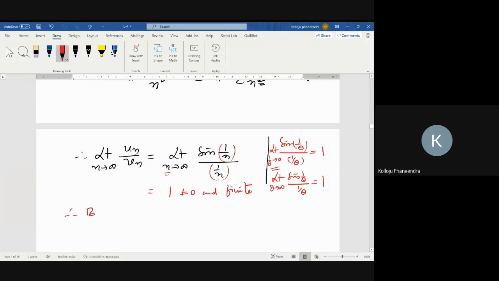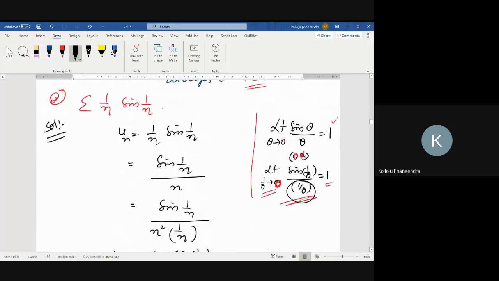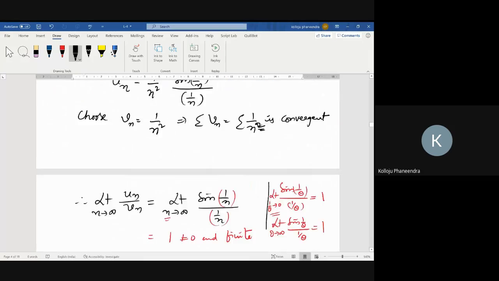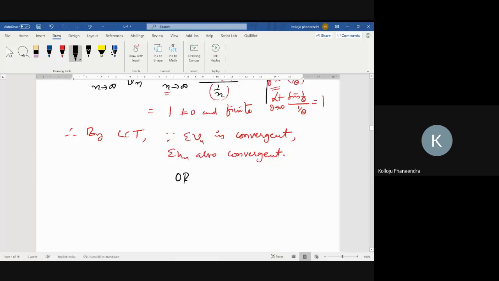Therefore, by using the limit comparison test, since sigma vn, this series, is already convergent, sigma un is also convergent. This is one way of proving this series, sine 1 by n into 1 by n.